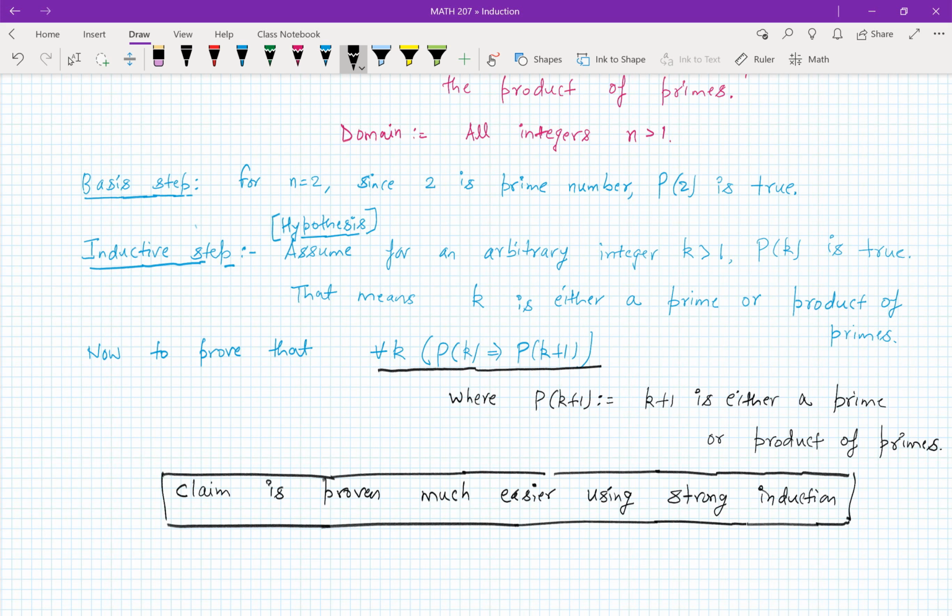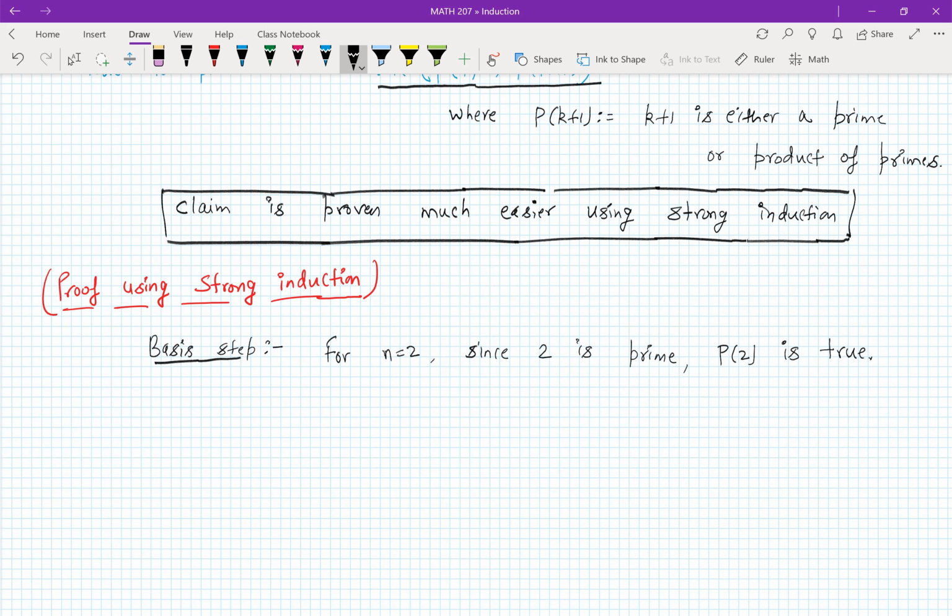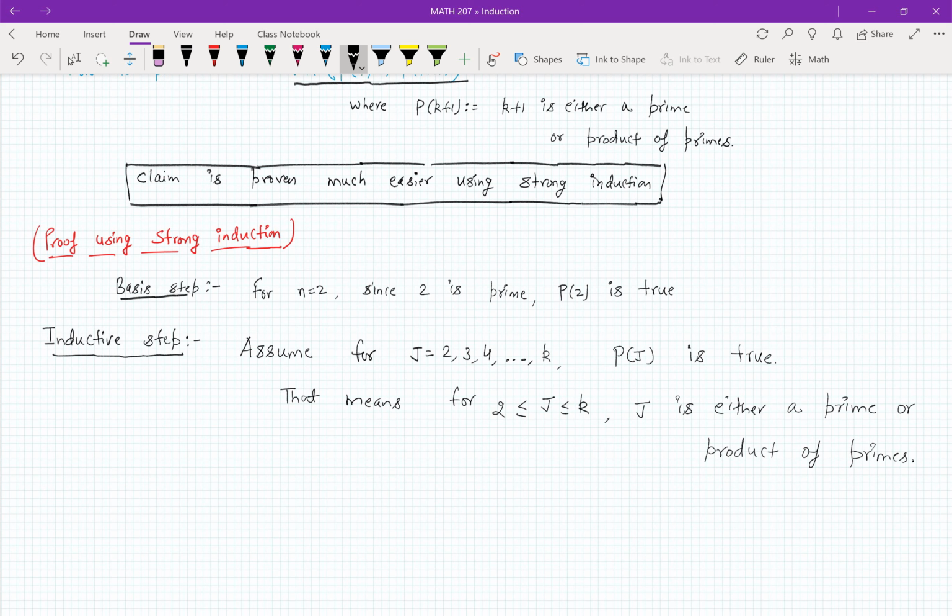So let's look at the strong induction proof now. The basis step of my strong induction remains the same as in simple mathematical induction. For n equals 2, since 2 is a prime number, P of 2 is true. In the inductive step of my strong induction, I put my hypothesis: assume that for any value of j starting from 2 up to k, the statement P of j is true.